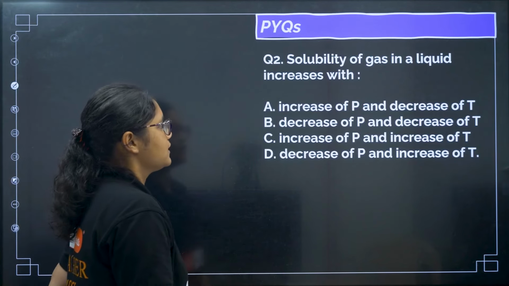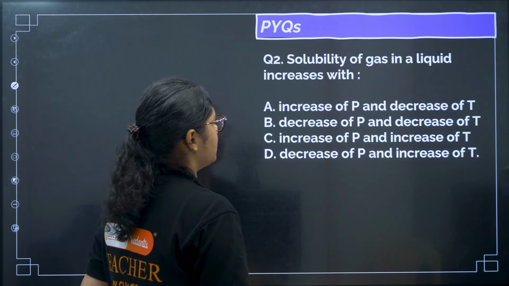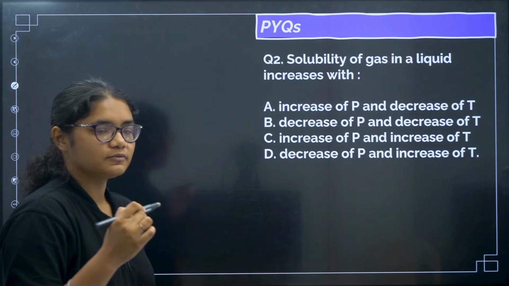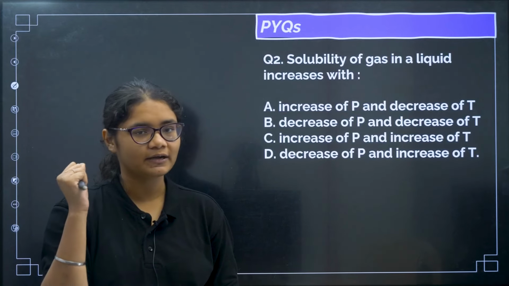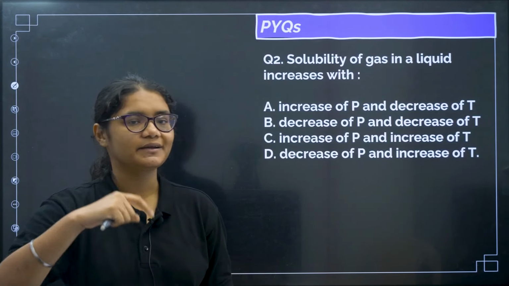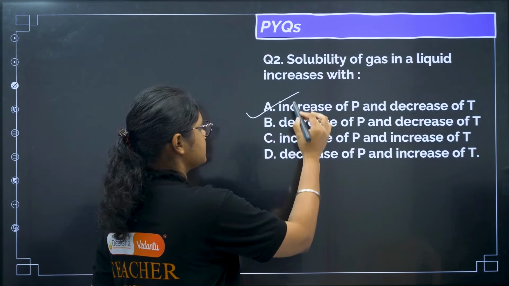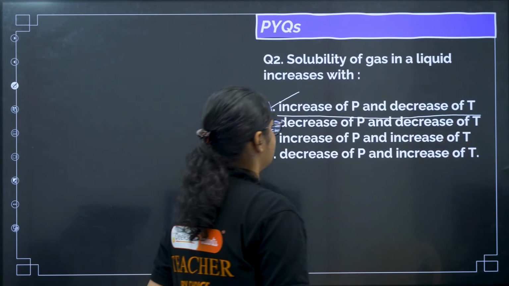Now coming to the next one. Solubility of gas in a liquid increases with, okay, so we know the solubility of a gas in a liquid depends on two factors, pressure and temperature: increase in pressure and decrease in temperature. So the correct answer for this question will be option number A.